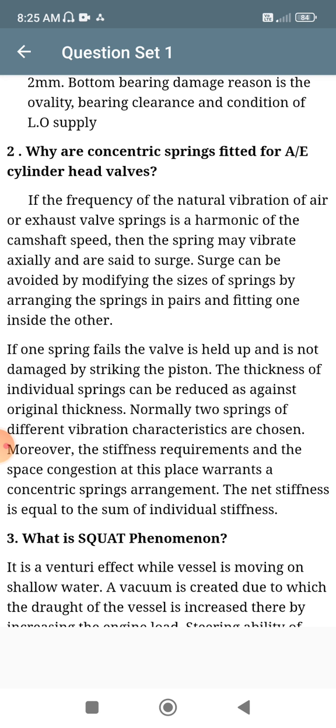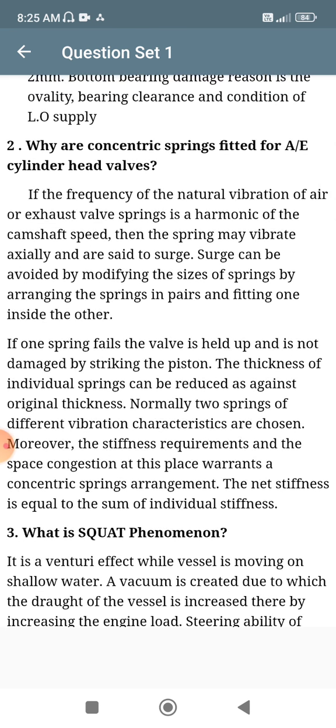Okay, the surge can be avoided by modifying the size of the spring, by arranging the springs in pairs and fitting one inside the other. Here it means if the frequency of natural vibration of the exhaust valve spring is in harmonic with the camshaft speed, due to resonance effect they will have a surge. So this surge can be avoided by modifying the size of the spring, arranging springs in pairs, that is fitting one inside the other.